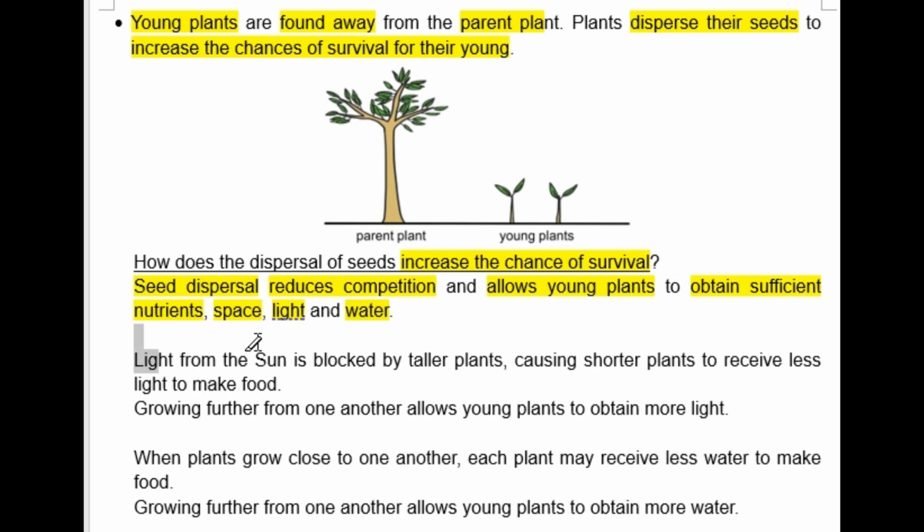Light from the sun is blocked by taller plants, causing shorter plants to receive less light to make food. Growing further from one another allows young plants to obtain more light. When plants grow close to one another, each plant may receive less water to make food. Growing further from one another allows young plants to obtain more water.